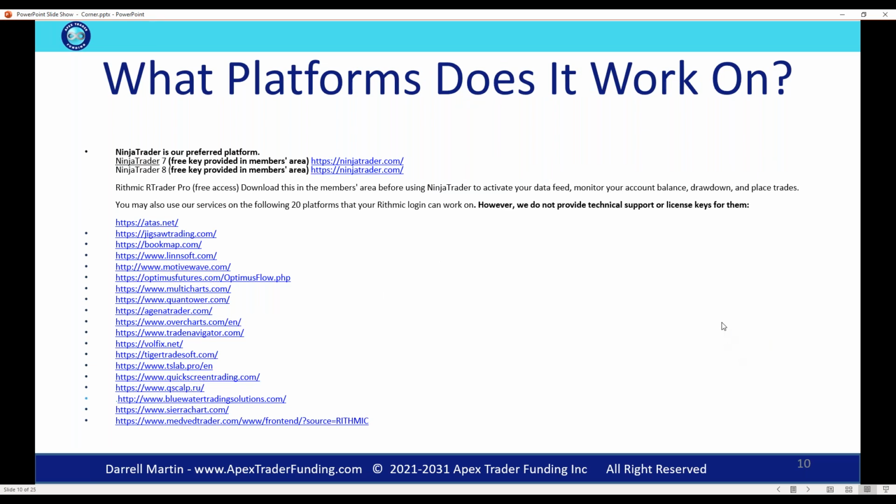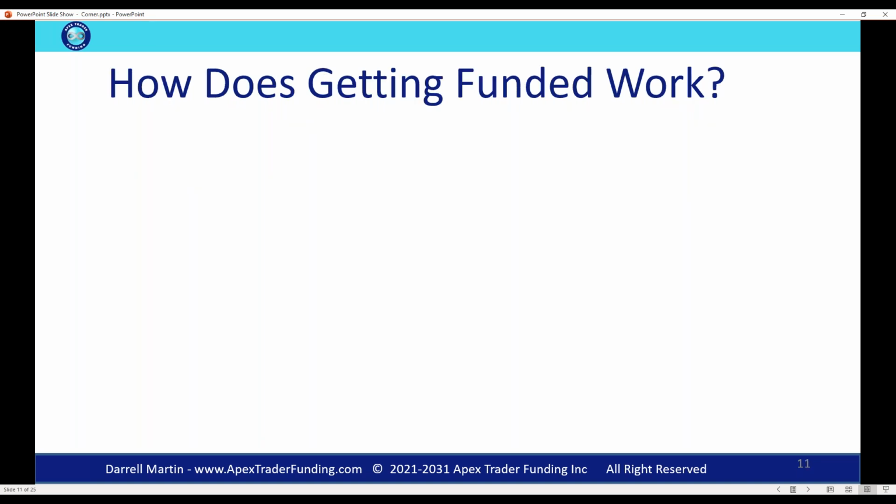Here's a list of platforms it works on. Again, NinjaTrader is our preferred platform that we do provide some support on, but it works on multiple other platforms as well. We've got a lot of people using Sierra and Jigsaw. I'm not sure what most of you here trade on, but it works on all these different platforms right here. I'll also show you where to find this on the site.